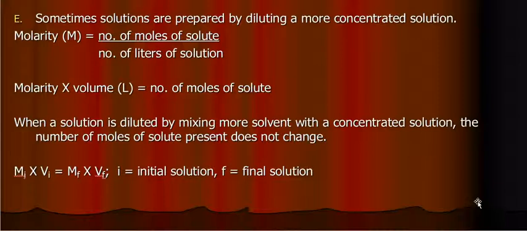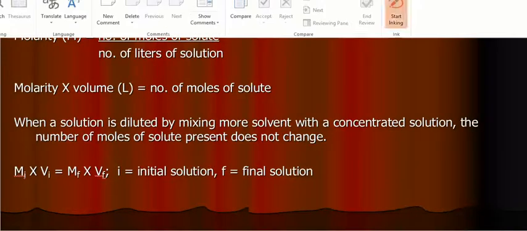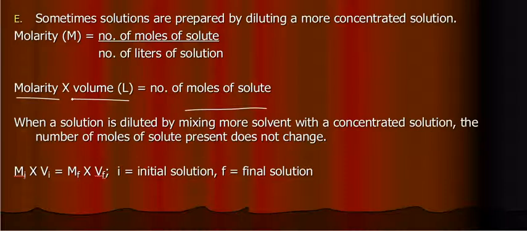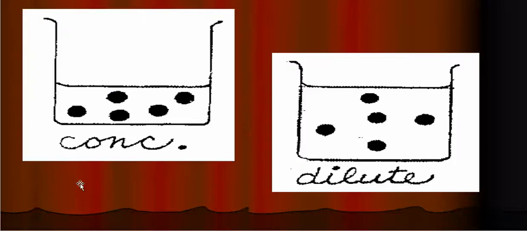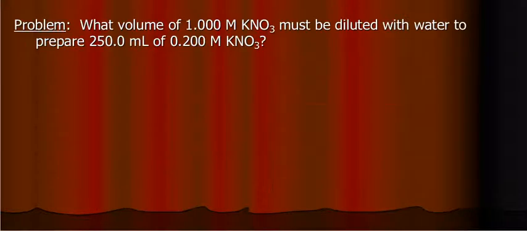Sometimes solutions are prepared by diluting a more concentrated solution. Now when you dilute something, the number of moles of solute does not change. Now the number of moles of solute is equal to the molarity times volume. Well, since this number doesn't change, I can simply take my initial molarity times my initial volume, set that equal to my final molarity times my final volume. So that's my dilution equation. Anytime I take a more concentrated solution and add more water. So here's a concentrated solution on the left, a dilute solution on the right. You'll notice that the number of molecules of solute doesn't change. I simply add more water to dilute something.